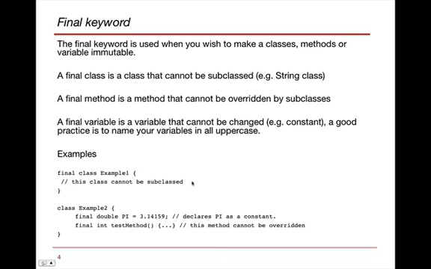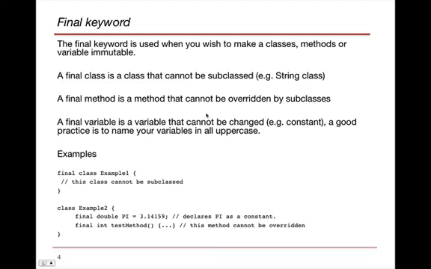Just a little note on the final keyword. The final keyword is used when you wish to make classes, methods, or variables immutable, non-changeable, or in a certain respect, non-changeable. The final class is a class that cannot be subclassed. It represents a final derivative of the class. Nothing else can be derived from it. So an example of that is the string class. You cannot extend string and create your own.